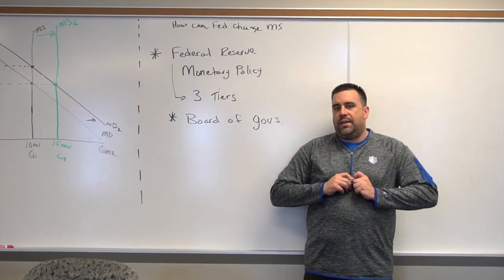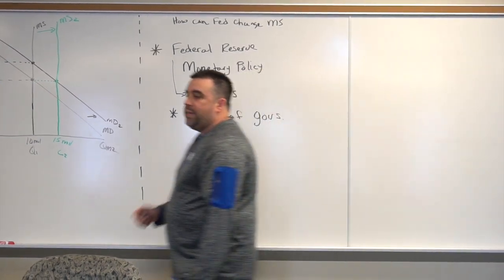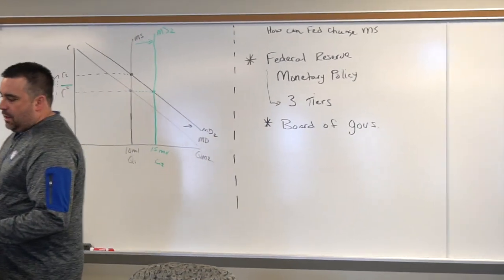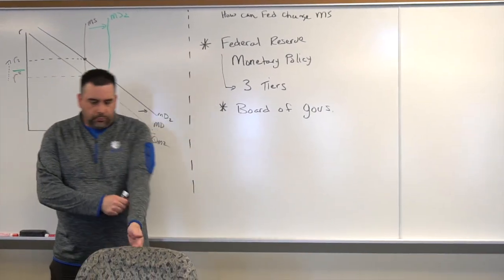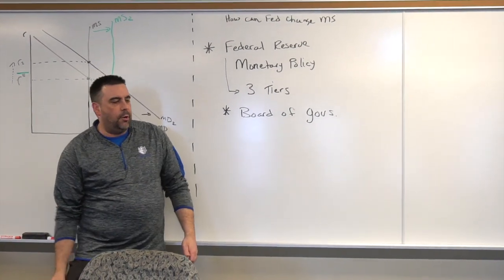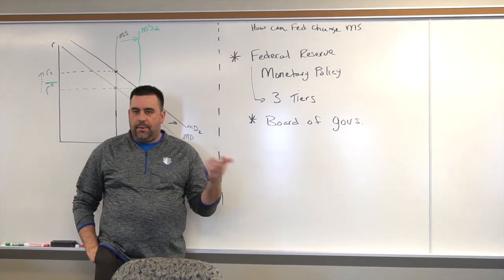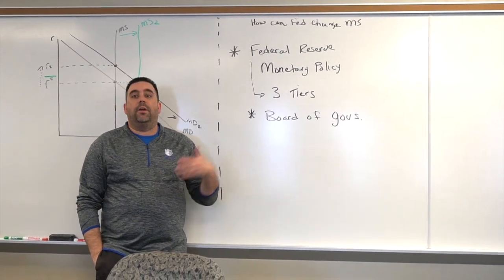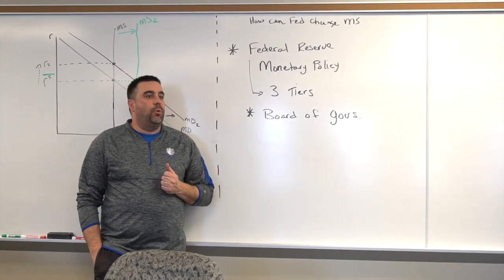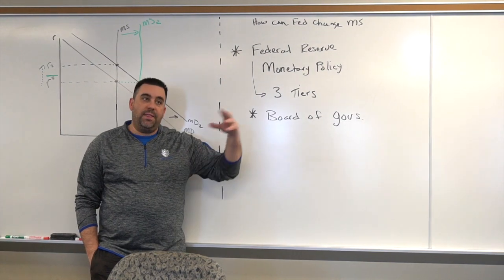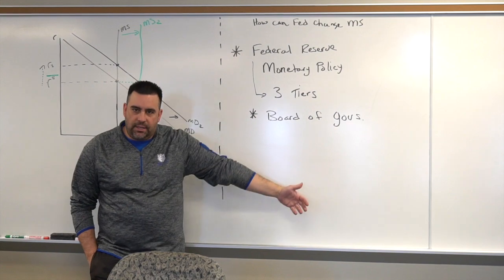The Board of Governors has 7 members, and each member is appointed for a 14-year term. So it's really good job security if you can get it. The Board of Governor members are nominated by the executive branch, so they're nominated by the president, and then they are confirmed by the Senate. So again, there is some government oversight there. The 14-year term comes into play because in theory, every 2 years, one would get replaced. So they go on a rotating cycle.